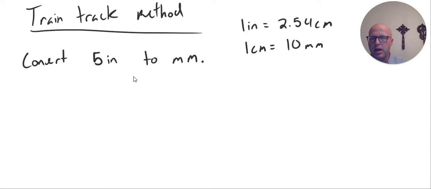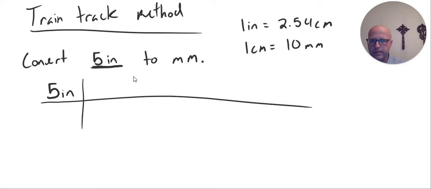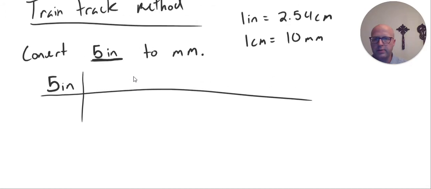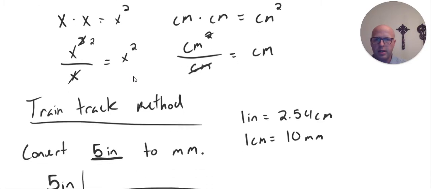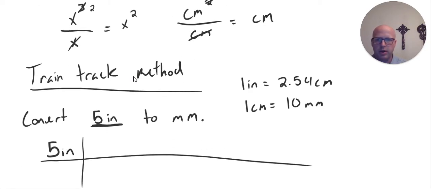So let's take a look at what we do. When you're doing this method, anytime you do unit conversion, you always want to start with the value given. So in this case, I'm given 5 inches. So I want to start with 5 inches, and I'm going to put that up top here. And then I'm going to draw my train tracks. Now, my train tracks are like a fraction. Okay, so in the top we have the numerator, and the bottom we have the denominator. And that's going to play a factor because remember, our units act like variables. So if these values are all here in the numerator, I'm going to multiply them. And if they're in the denominator, I'm going to divide them.